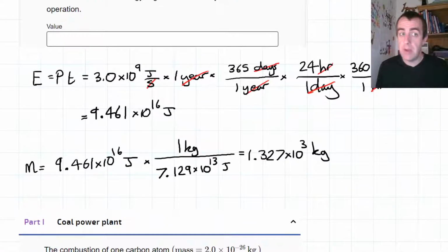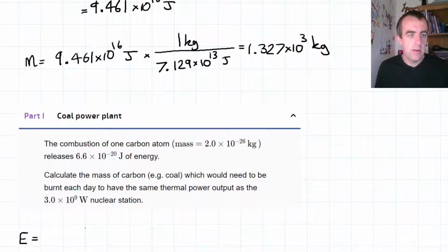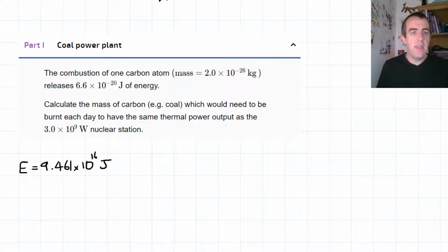It's the same power station, so it's going to have the same energy in a year, which was that number there. So that's 9.461 times 10 to the 16 joules. That's the total amount of energy. And it says that we get that much energy out of a single carbon atom.